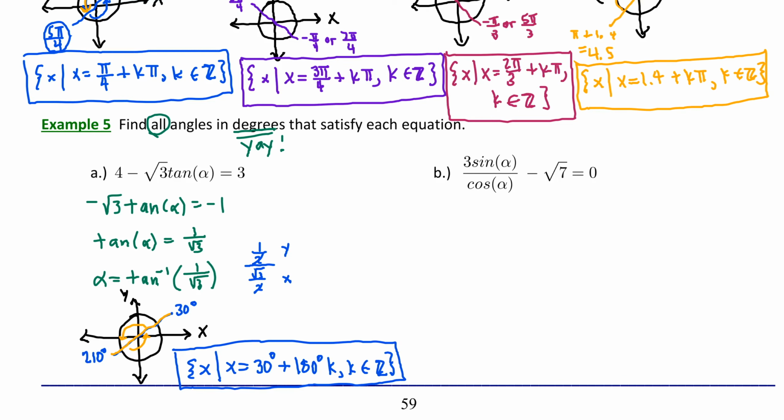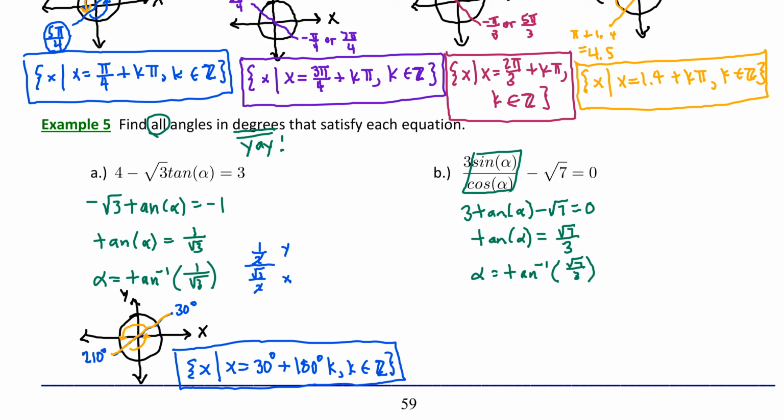Let's try example B. Notice example B is given in terms of sine and cosine, but we can recognize right here that sine of alpha over cosine of alpha is equivalent to tangent of alpha. So we can write this 3 tangent of alpha minus square root of 7 equals 0. We can isolate tangent of alpha by adding square root of 7 to both sides and then dividing by 3. So we can see tangent of alpha equals square root of 7 over 3. Definitely not one of our common unit circle values. So alpha then can be evaluated as inverse tangent of square root of 7 over 3.